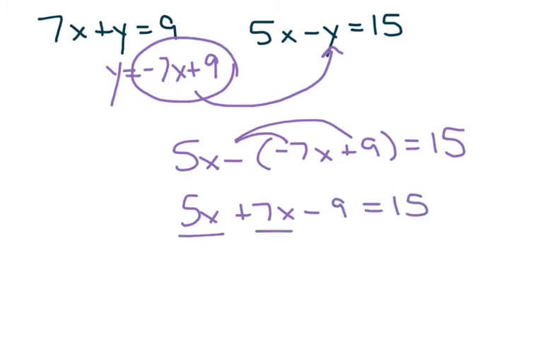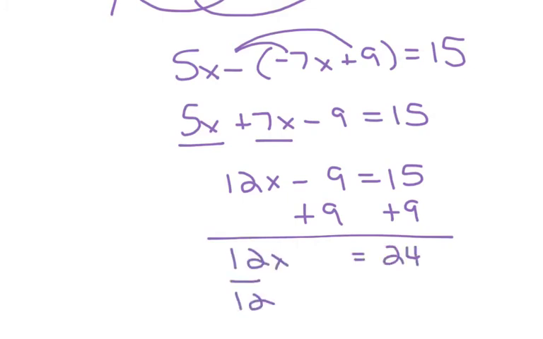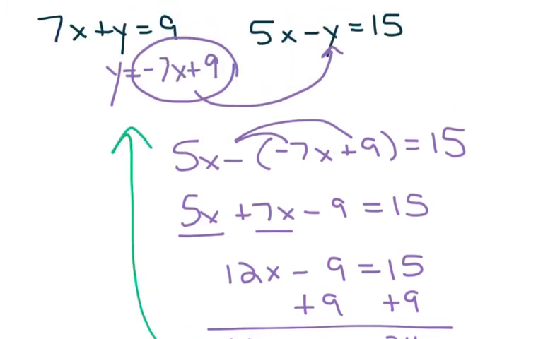I would need to combine like terms. 12x minus 9 equals 15. Add 9. So 12x is equal to 24, and then divide by 12, and I find out that x is 2. Once I find out x is 2, I can plug that back into one of the original two equations, and it doesn't matter which one. It's actually faster if I plug it into this equation.